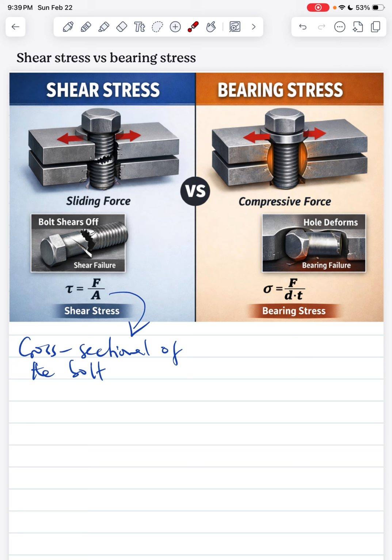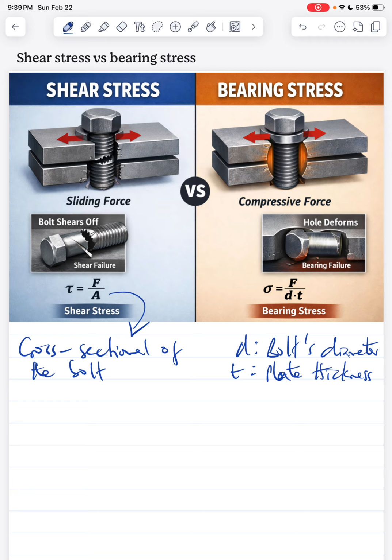Now the equation is similar in the sense that we have the force, but instead of the area we have the diameter multiplied by the thickness. Here D is the bolt's diameter and t is the plate's thickness. Plate thickness. That's basically what it is.